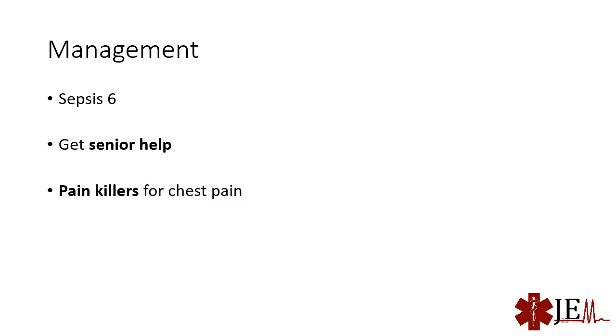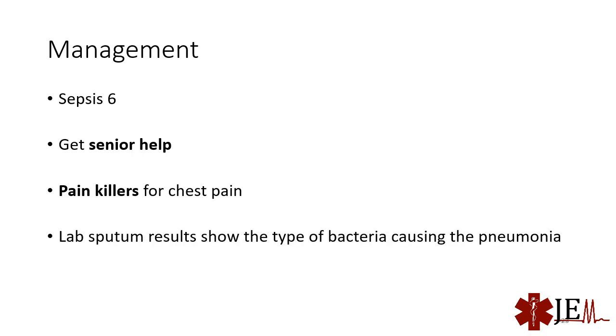We're also going to want to give some painkillers if she has any chest pain. As we said before, that pleurisy, that inflammation of the lung lining, can be quite painful, so we need to consider that as well. We're also going to chase up our results from the lab to see what sort of bacteria is causing the pneumonia, and then we can narrow down from our broad spectrum antibiotics to give an antibiotic which is specific to that bacteria to treat it.